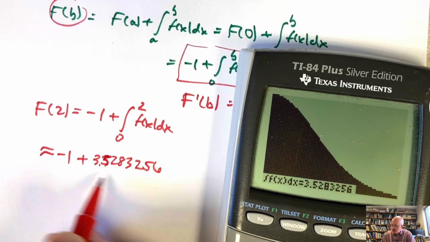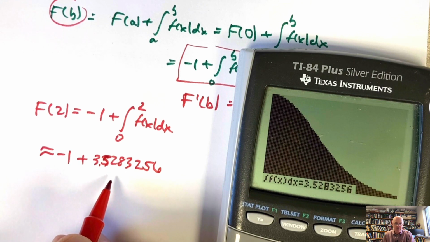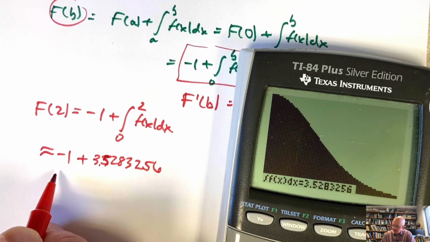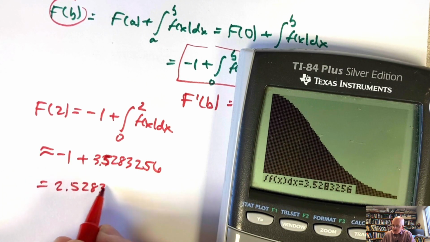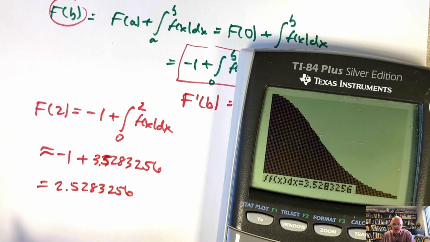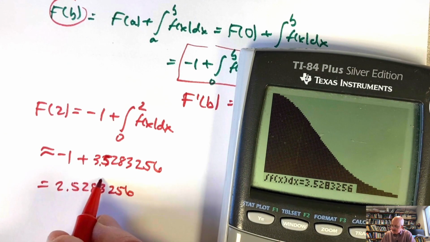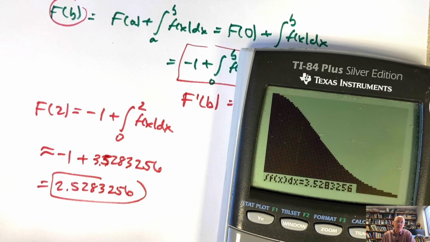Again, that's the change in capital F as its input increases from 0 to 2. But again, its starting value is -1, so the final answer is this thing minus 1. That'd be 2.5283256. And make sure I wrote down all my numbers correctly. This does look right. That's capital F of 2 approximately.